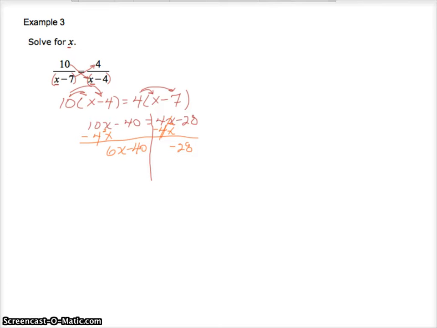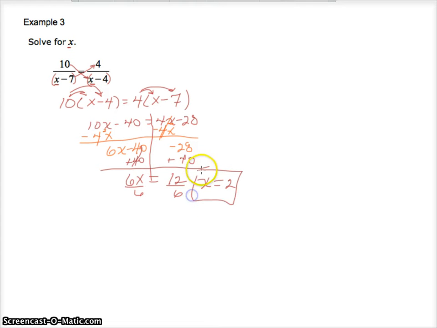Now I can solve for x, so I'm going to add 40 to both sides. 6x equals negative 28 plus 40, which is going to give me positive 12. Divide by 6. x equals 2.